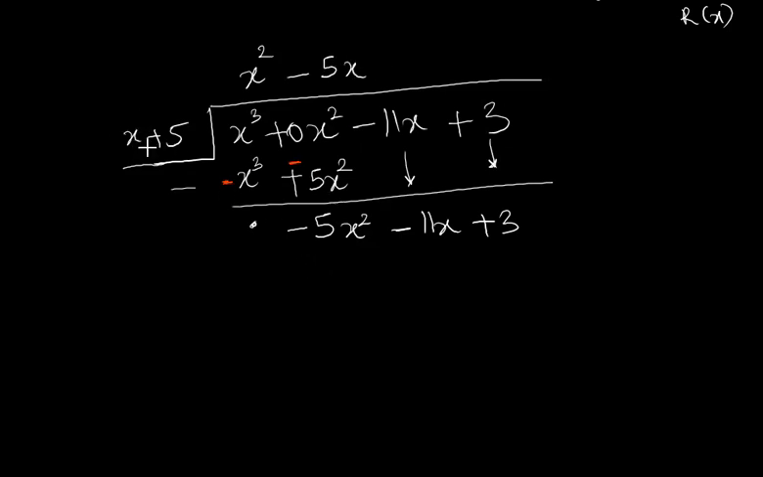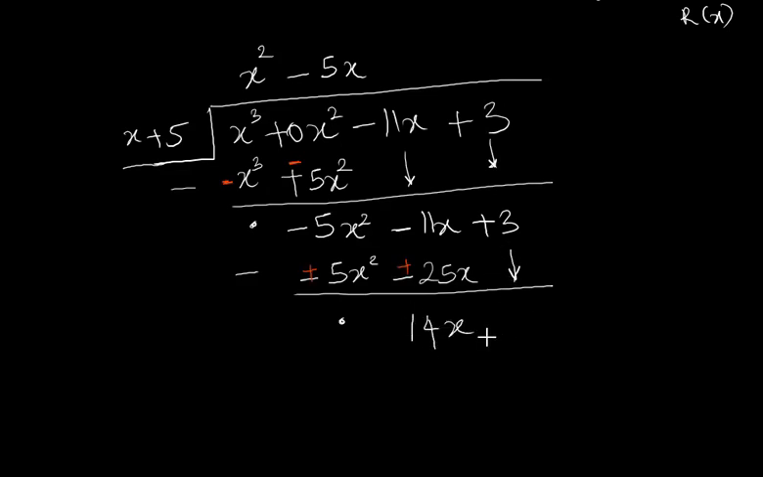We do this again by simply using this x to multiply minus 5x. We're going to have minus 5x squared, plus 5 times minus 5x, we have minus 25x. Again, you subtract, then you know this is minus, it becomes plus. This is plus, minus, it becomes plus. Okay, so we have minus 5x squared plus 5x squared gives 0, minus 11x plus 25x. So this will give us plus 14x.